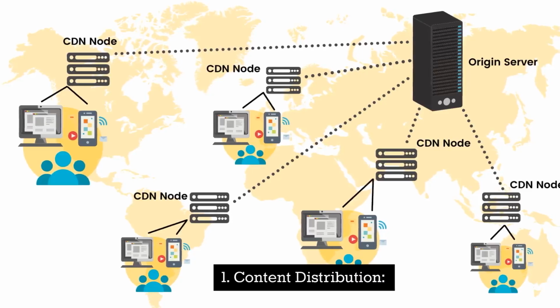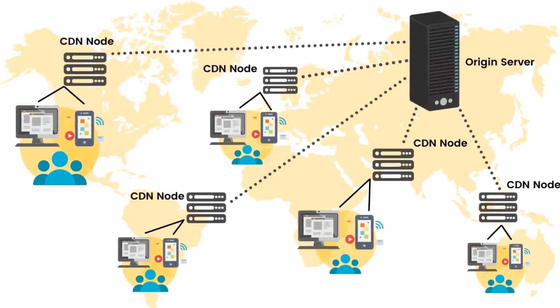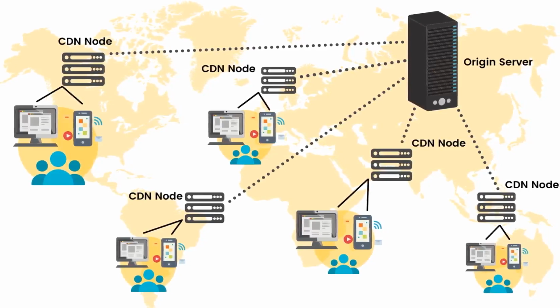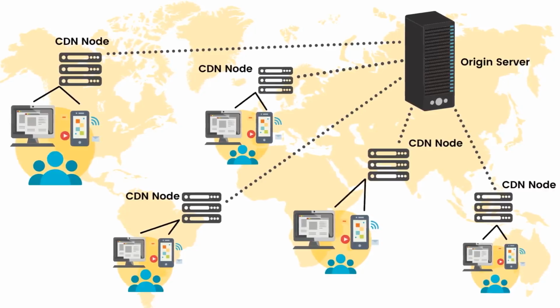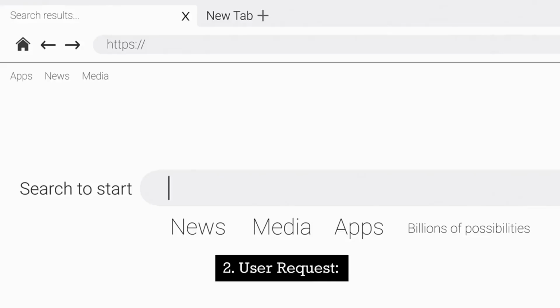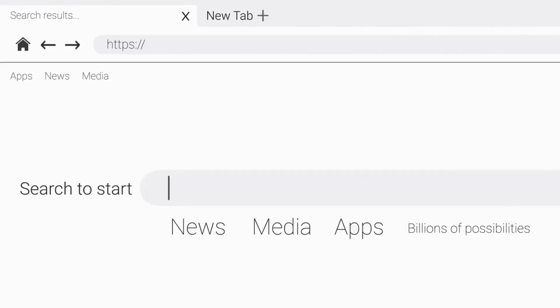First, let's talk about content distribution. The website's content, like images, videos, and scripts, is stored on multiple servers in different locations. Second, user request. Now, when a user requests a web page, the CDN delivers the content from the server that's geographically closest to the user.